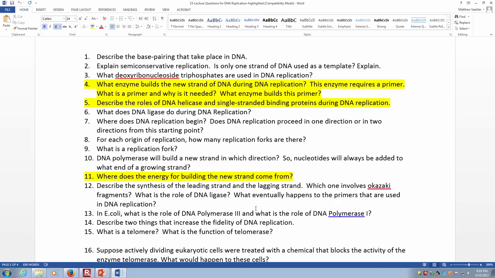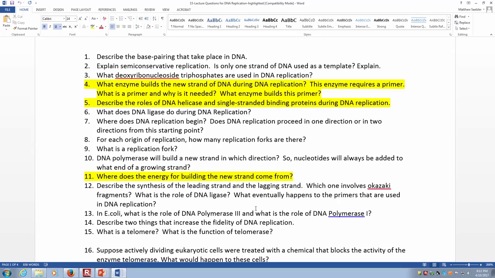Right, so it can't start a new strand on its own. It can only build off a pre-existing strand. So the primer is going to be the pre-existing strand that's laid down that the enzyme can build off of. And then what enzyme lays down this primer? Right, DNA primase. So number 5, describe the roles of DNA helicase. So what does that do? Right, separates the two strands.